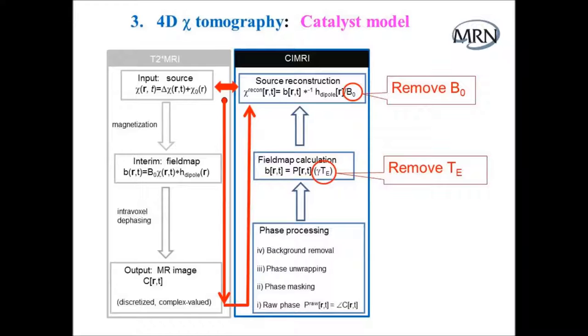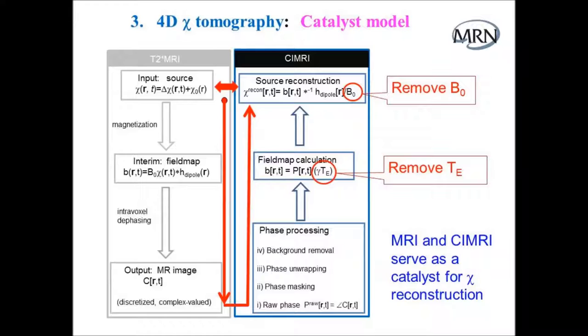This step is divided by B0, to remove the B0. Then we get the reconstructed source, which is not dependent on B and T0 anymore. So in this sense, I may say that MI and the inverse MI serve as a catalyst for chi reconstruction.